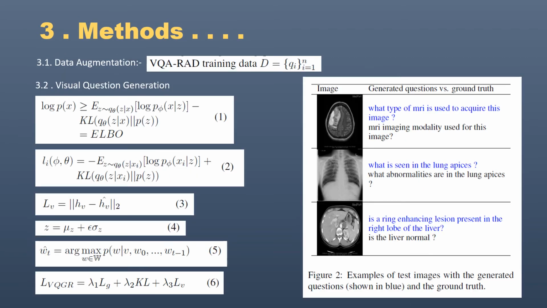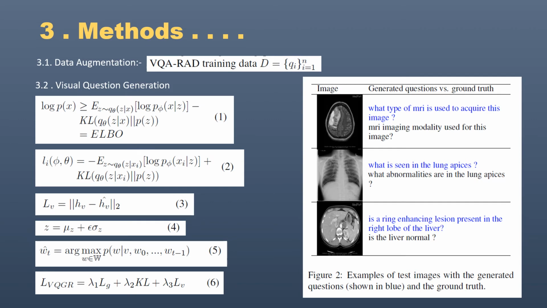Next, in section 3.1, data augmentation. Here the VQA-RAD contains the training data, that means D. Next, visual question generation. Equation 1 contains the probability distribution of the data. Next, 2 is the loss function. Third, minimize the loss. Fourth, the Z space using a sample from the MLP. Fifth, the predicted word. And finally, the sixth one is the final loss of VQGR.